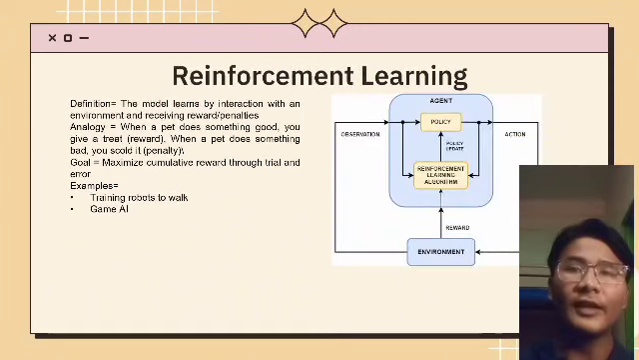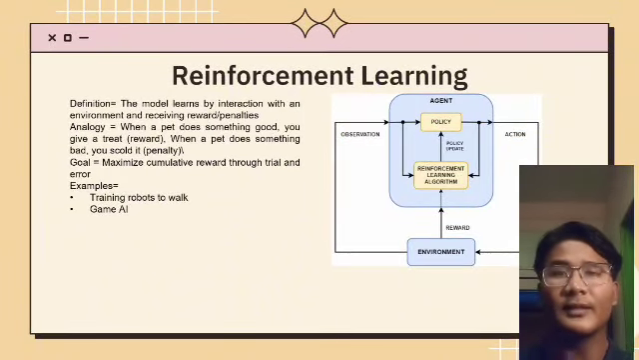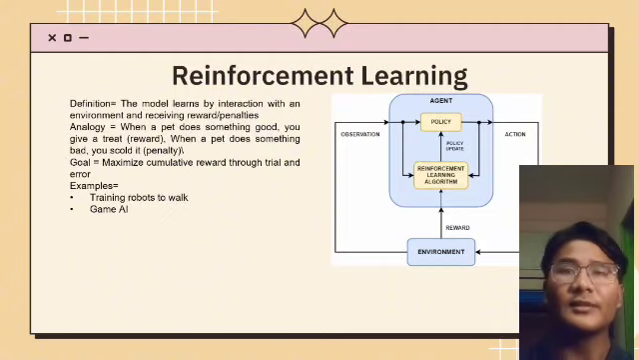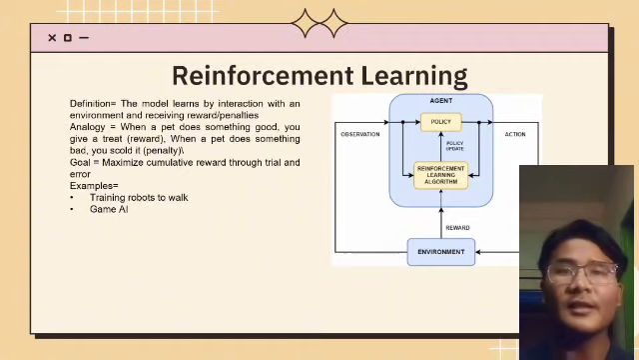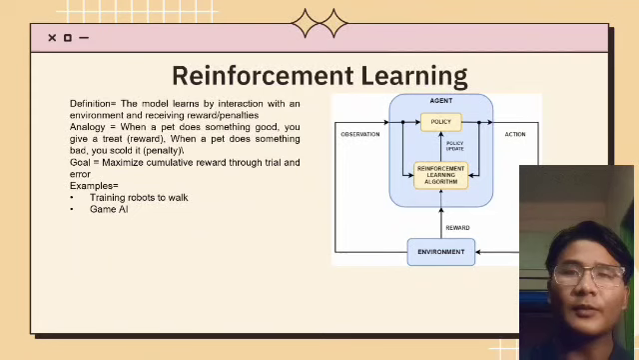Finally, we have reinforcement learning. Instead of being given answers, the model learns by interacting with an environment and receiving feedback in the form of rewards or penalties. You can think of it like training a pet. Good behavior earns a treat, and bad behavior gets a scolding. The diagram shows an agent making observations, taking actions, and learning from the rewards it receives. This approach is widely used and popular in robotics and game AI.